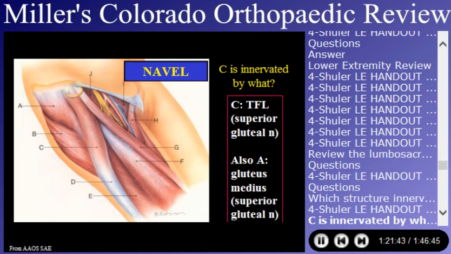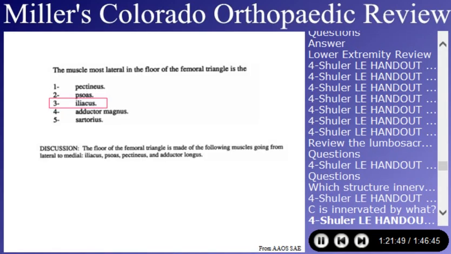Don't forget NAVEL: nerve, artery, vein, empty space, and lymphatics at the femoral triangle here. The muscle most lateral and forward of the femoral triangle is iliacus. Here's a way to remember that, if you want to write those down. Iliacus, psoas, pectineus, adductor longus. Iso-pec-ad-long is the way I remember it.